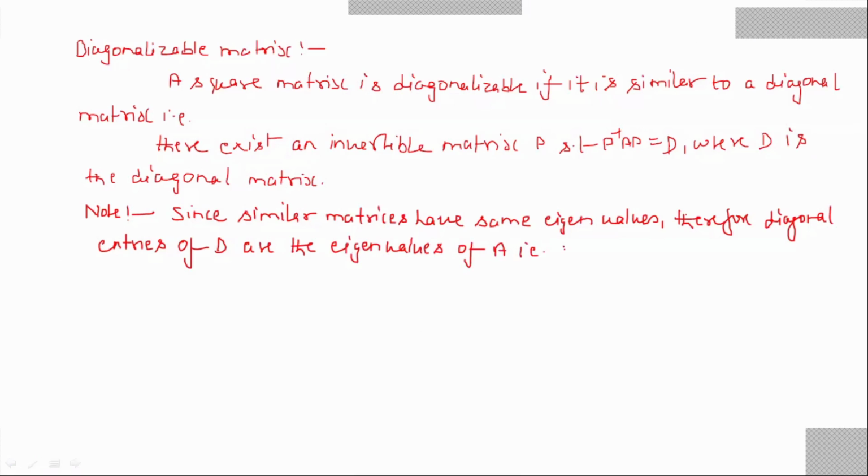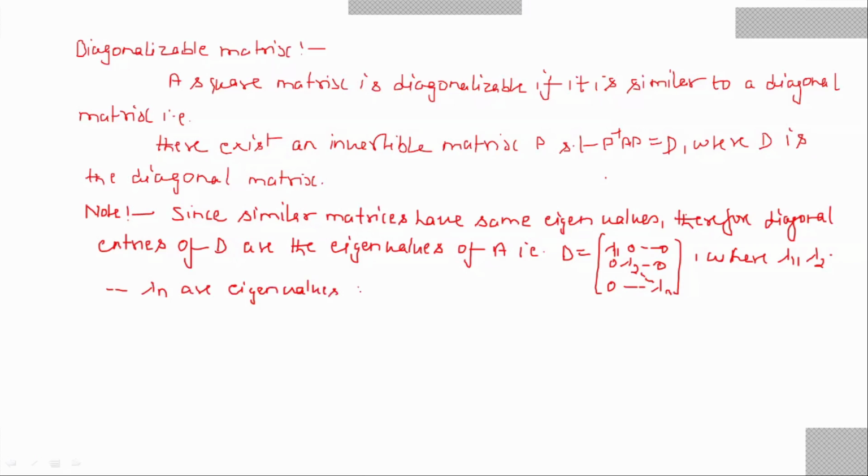That is, D is equal to the diagonal matrix with entries lambda 1, lambda 2, and so on up to lambda n, where lambda 1, lambda 2, ..., lambda n are the eigenvalues of the A matrix. Got it?